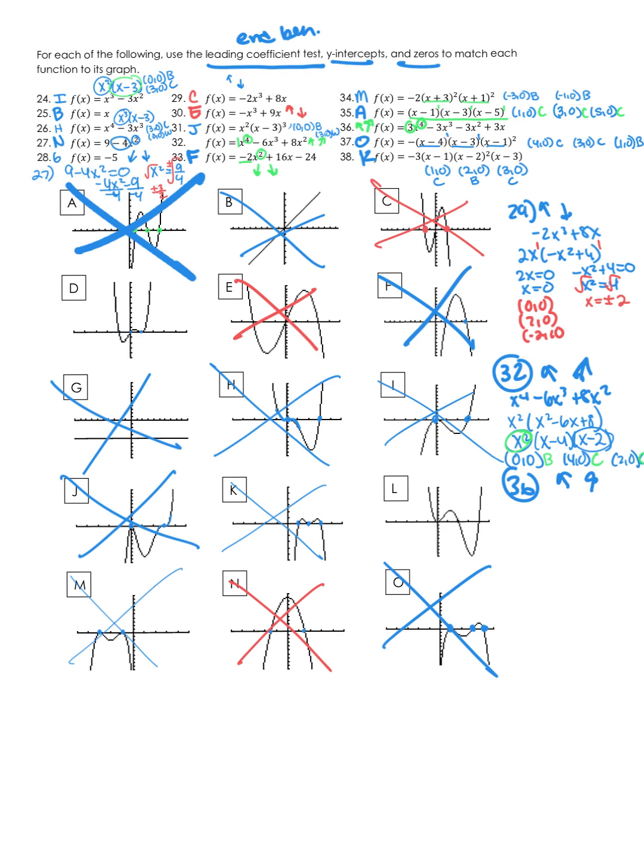So we're bouncing at (0, 0), which L is the only one that's bouncing at (0, 0). This one is crossing at (0, 0) and then crossing at 4 and 2, so that matches. So L is our 32, and that leaves 36 to be D. There you go.